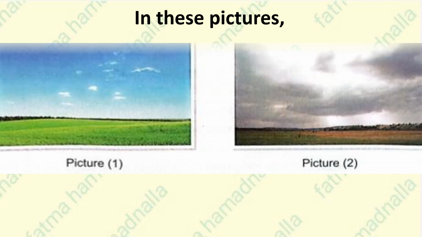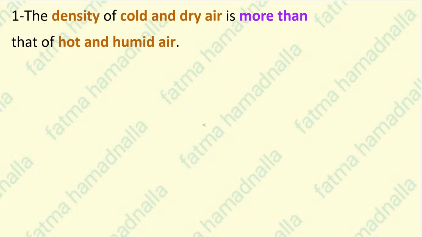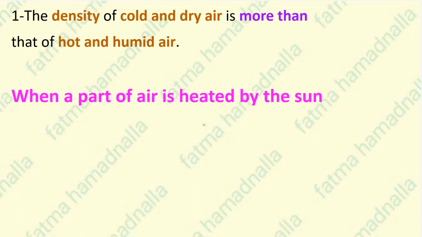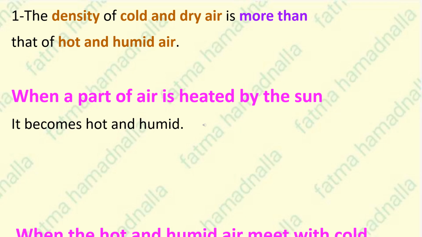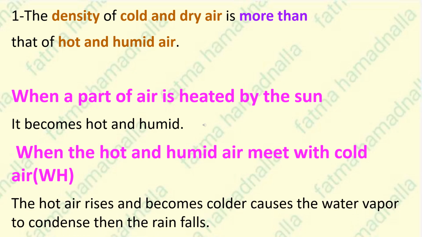Before we start our lesson today, I need you to notice these pictures and tell me, what are the causes that lead to this change in weather? One, the density of cold or dry air is greater than that of hot, humid air. So, when a part of the air is heated by the sun, it becomes hot and humid, and when hot, humid air meets cold air, the hot air rises and cools down, causing the water vapor to condense, which leads to rainfall. Okay?